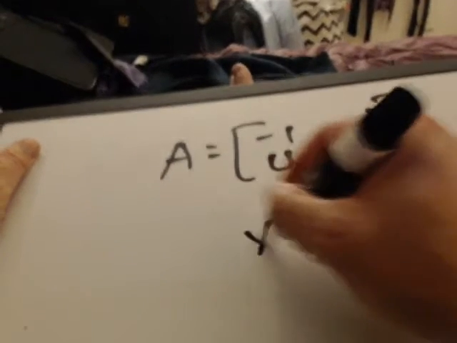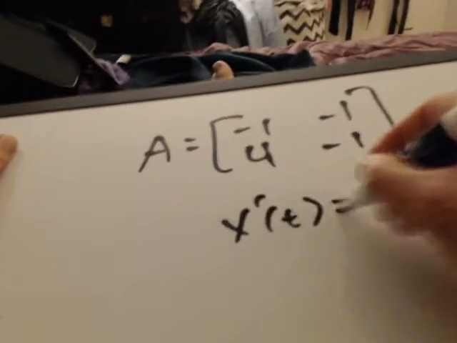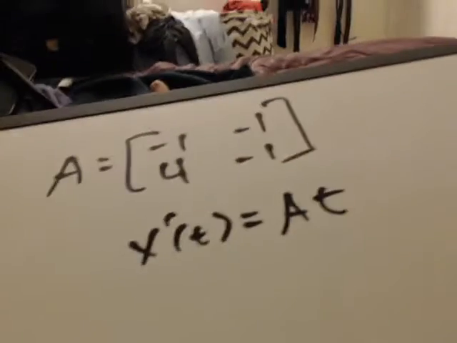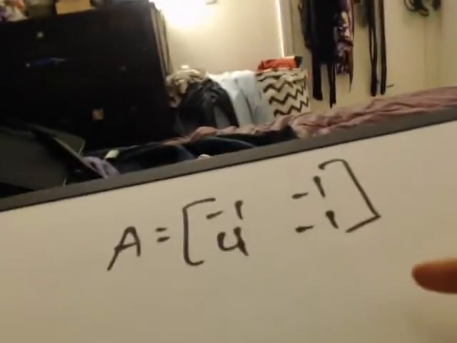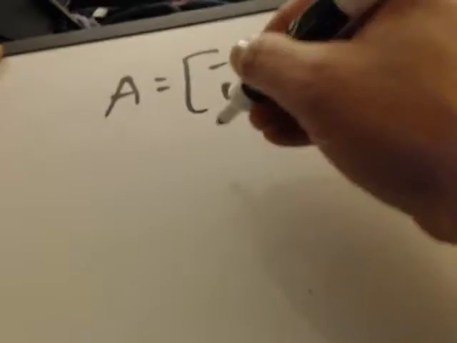Okay? So remember, if I was looking at this, it would be x prime of t is equal to A t. That's our general equation. So we're going to erase this back off, because we don't need our general equation. We need this piece. Alright, we're going to do like we just did last chapter. We need the determinant. We're going to try to figure out what the eigenvalues are.